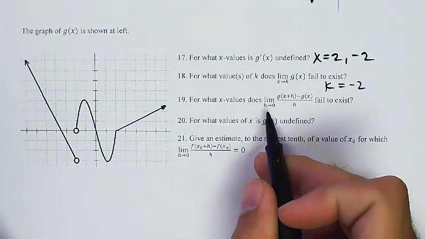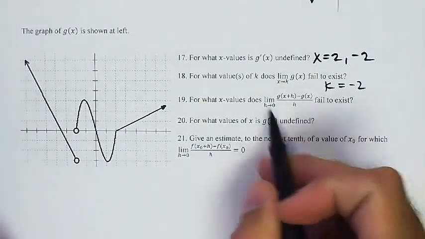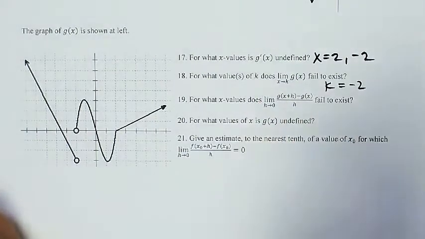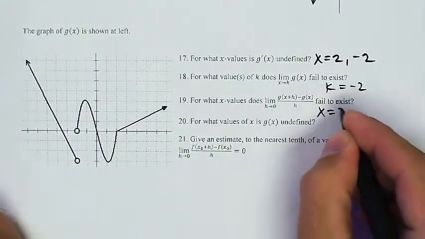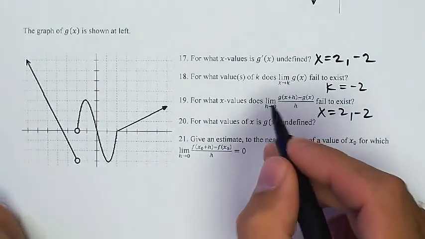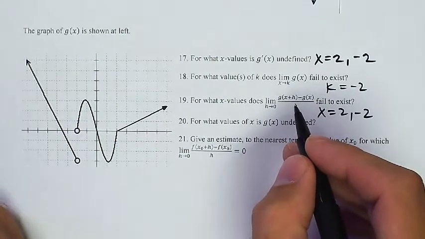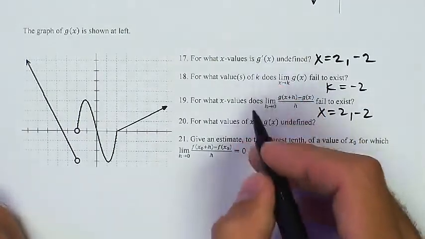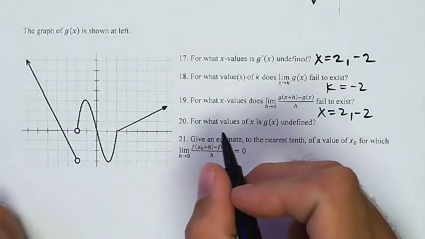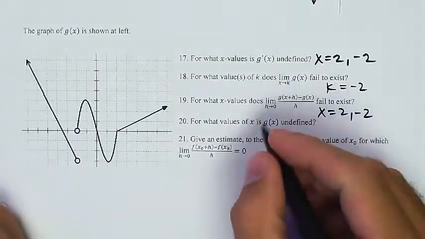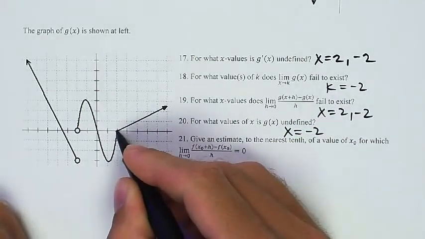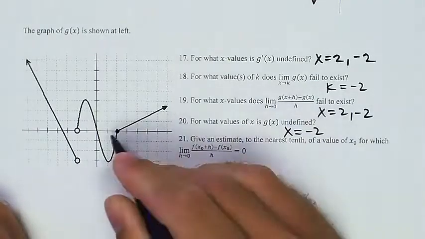For what values does this fail to exist? That's like saying, where is g prime undefined? So that's still going to be x equals 2 and negative 2. But you just have to recognize that this limit of the difference quotient as run goes towards 0 represents g prime. It represents the slope of the tangent. And for what values of x is g of x undefined? That's x equals negative 2 only. g of x is well defined at 2. It's right here, g of 2 equals 0.